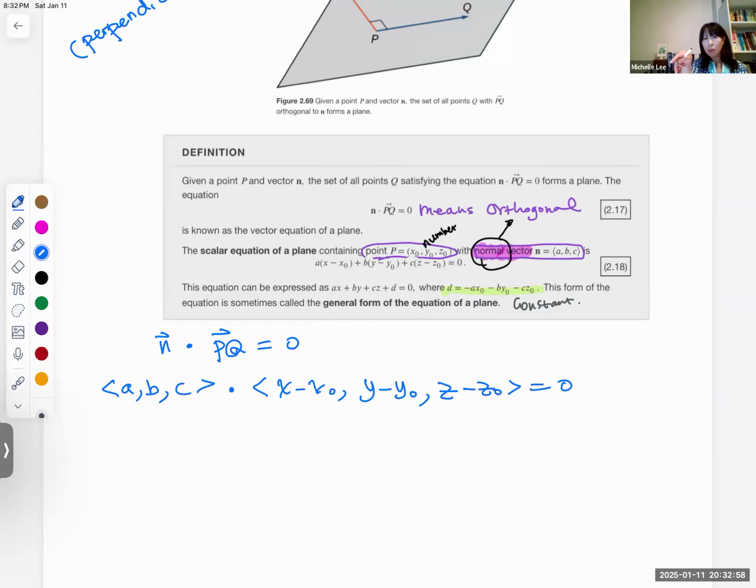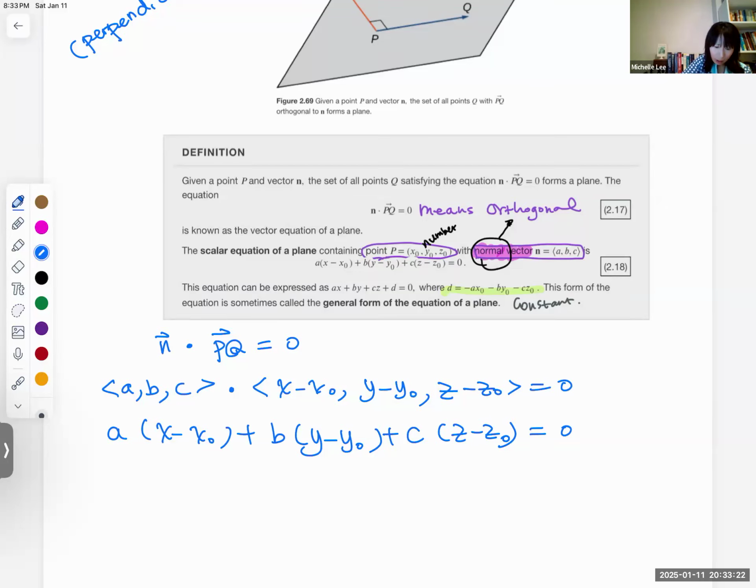Okay, now we can express this one as first component with first component we multiply, right? So that is a(x minus x naught) plus b(y minus y naught) plus c(z minus z naught) equal to 0, right? That's how we get the scalar equation of the plane. Can you see that? There is the equation, right?